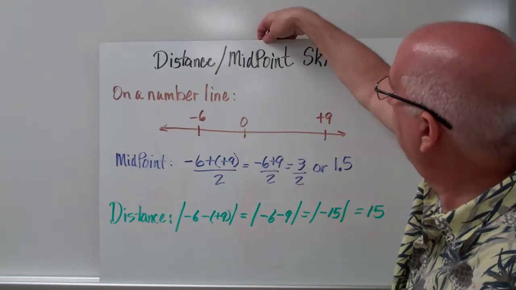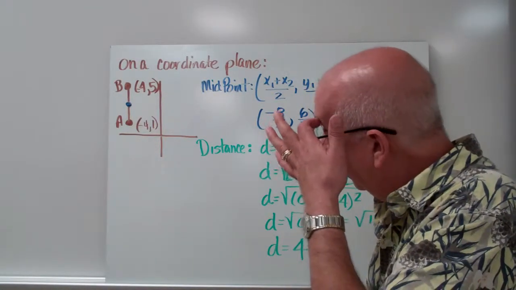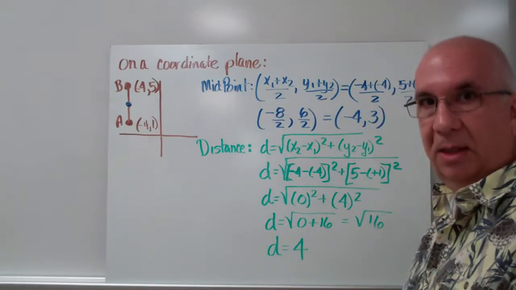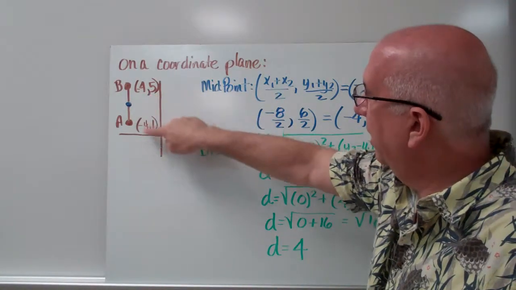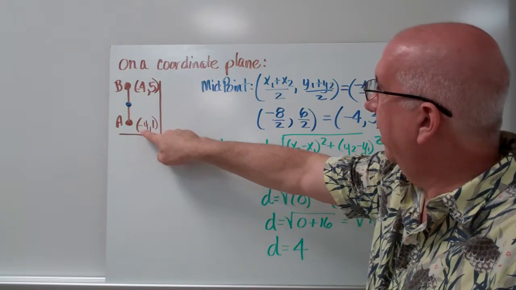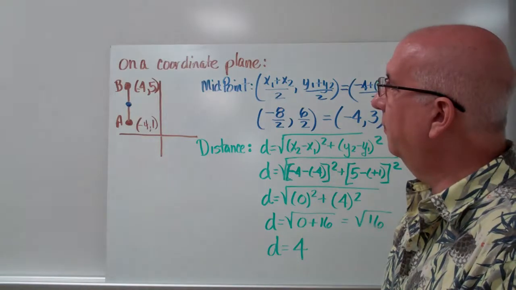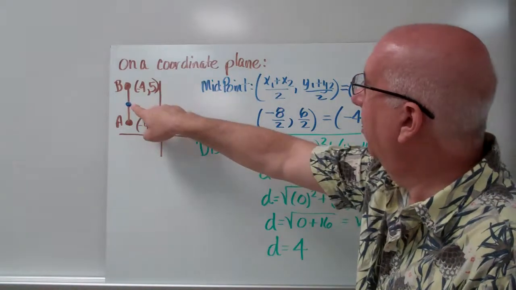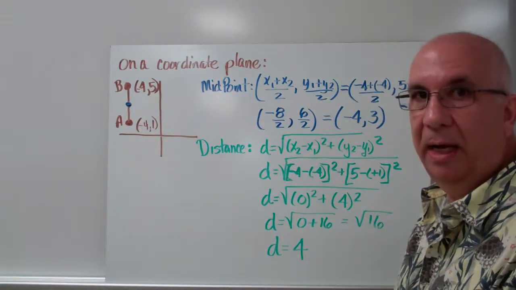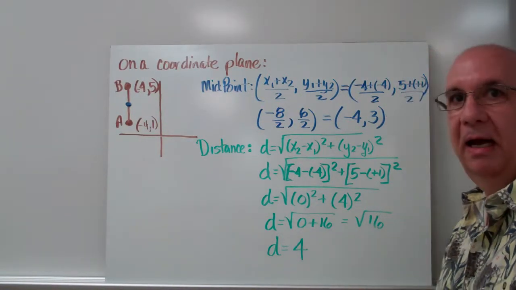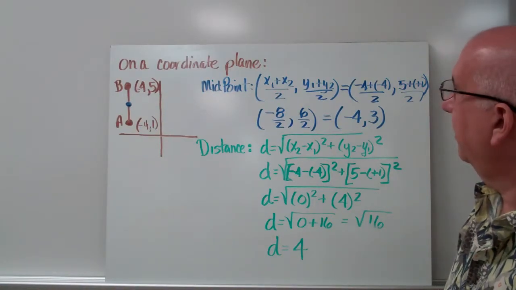If you are given 2 points on a coordinate plane and asked to find the midpoint and or the distance, this is how you would do it. I want to first find the midpoint between these 2 points. Point A is at -4, 1. Point B is at -4, 5. I want to find the midpoint, the halfway point between these x's and y's. To do that, I find the average of the x's and the average of the y's.